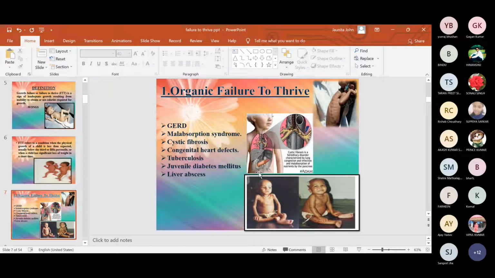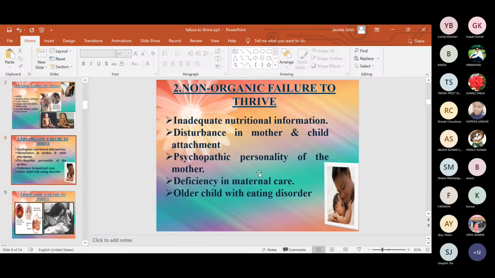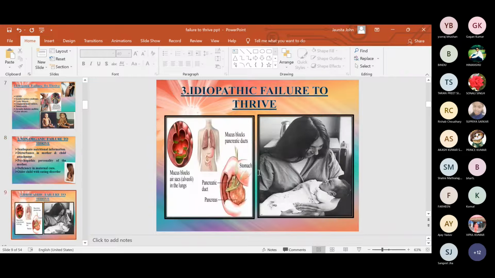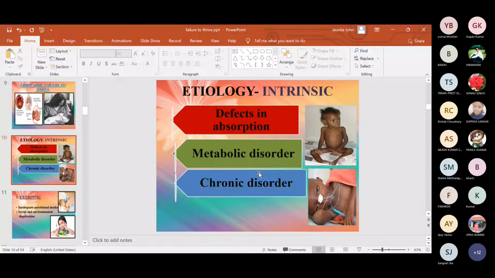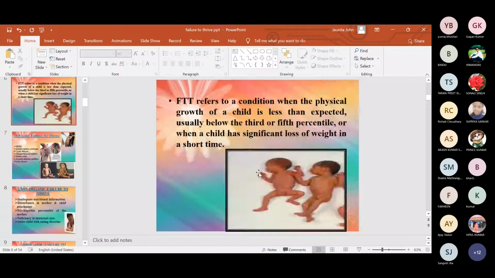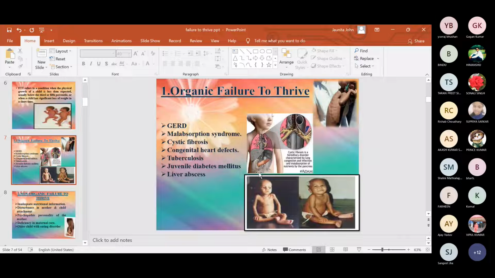Next is the etiology, which is the causes. Causes, first in general, we have three: organic failure to thrive, non-organic failure to thrive, and the last is idiopathic failure to thrive. There are others as well, which are intrinsic and extrinsic factors. First, we'll see organic failure to thrive. What do you understand by organic failure to thrive? It occurs when there is an underlying medical cause.